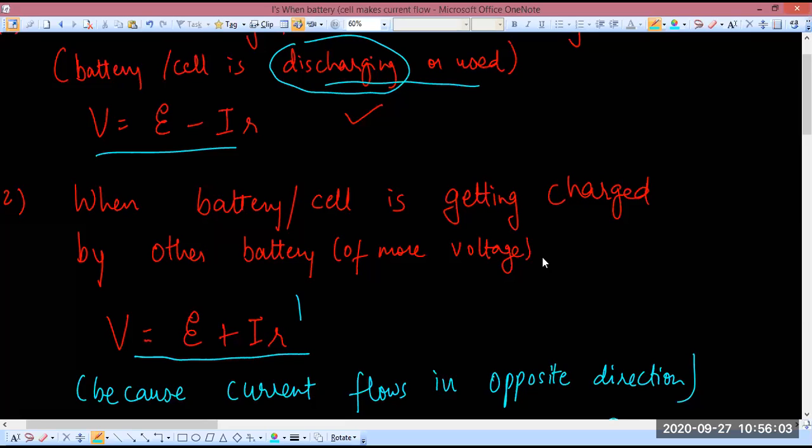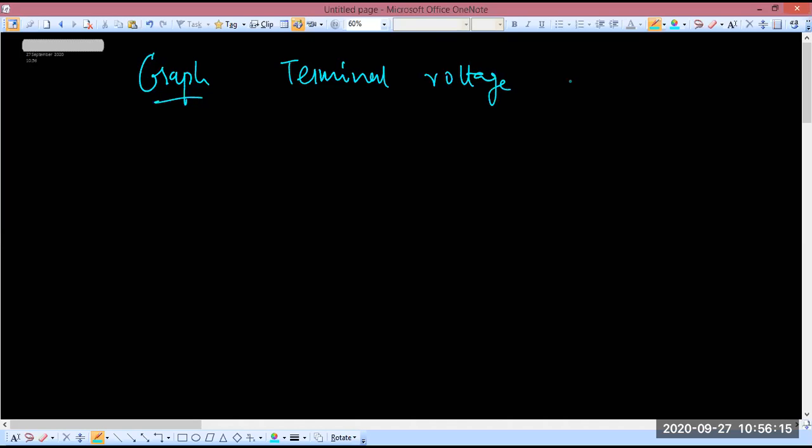Meanwhile, let's draw a graph. Okay, terminal voltage versus current through battery. Let's draw a graph of this, right? It's going to be very interesting.